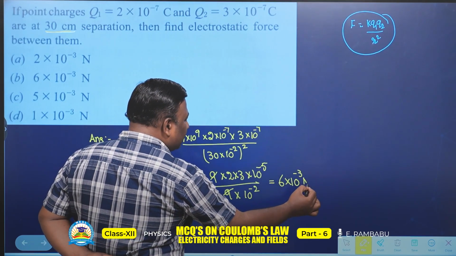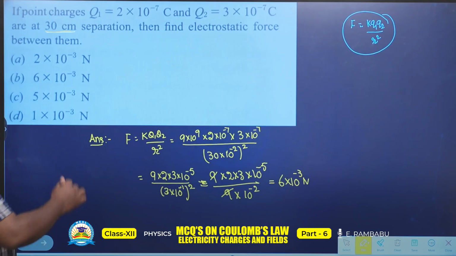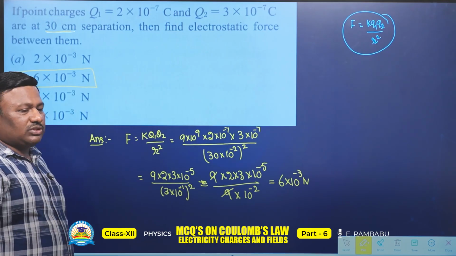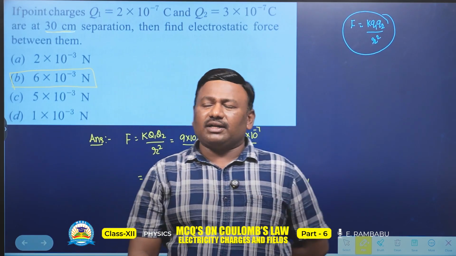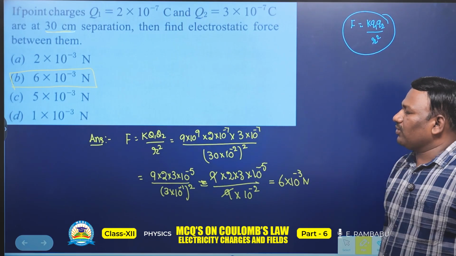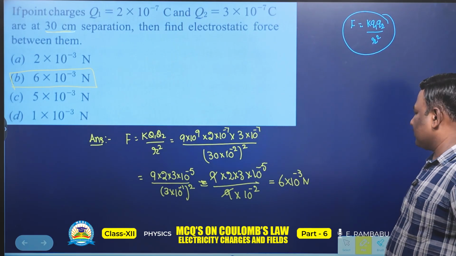10 to the power minus 5 by 10 to the power minus 2 is nothing but 10 to the power minus 3, so the force is 6 into 10 to the power minus 3 newtons. Now check the options. Here option B is the answer. So when two charges are given, we calculate the force between them by applying Coulomb's law: F equals K into Q1 Q2 by R square.